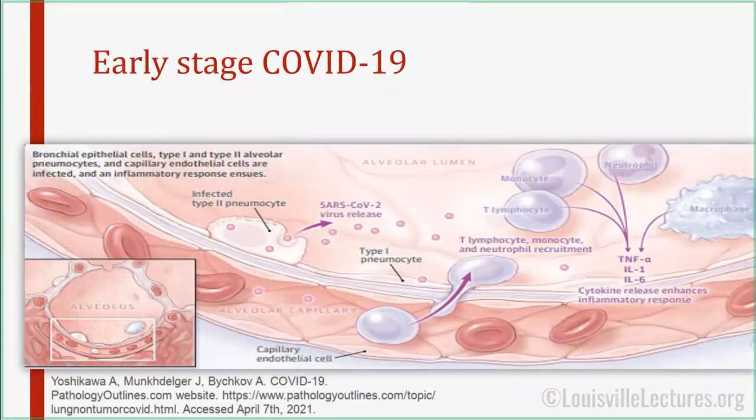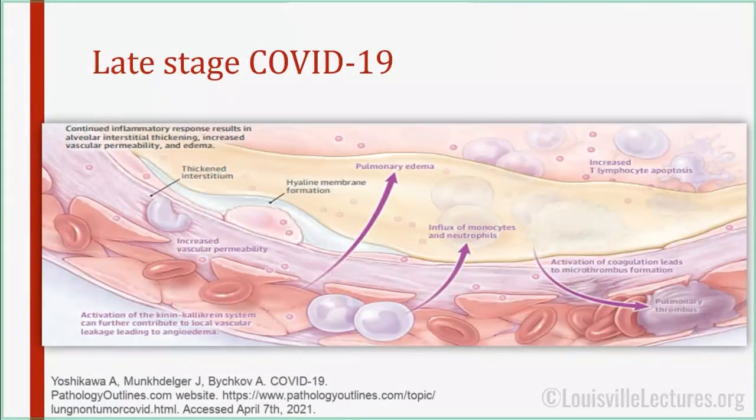Now, again, speaking about the dysregulated response, this is the immune response itself, just a depiction of that, with the inflammatory cells coming in, the other inflammatory cells releasing their cytokines, and also getting activation of the coagulation system as well. And then late phase, as I mentioned before, there's the pulmonary edema into the lung and interstitium. We get the hyaline membrane formation, and then one thing I didn't mention was we do get activation of the kinin kallikrein system, and that further contributes to vascular leakage leading to more edema being present.